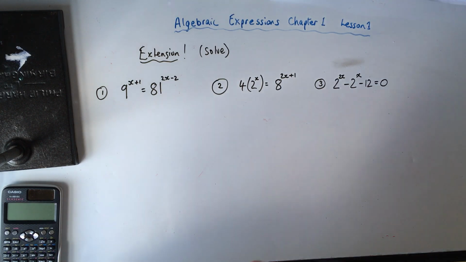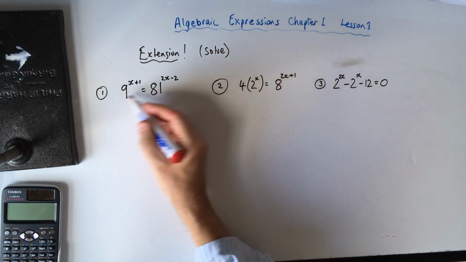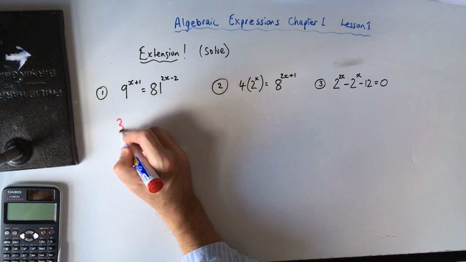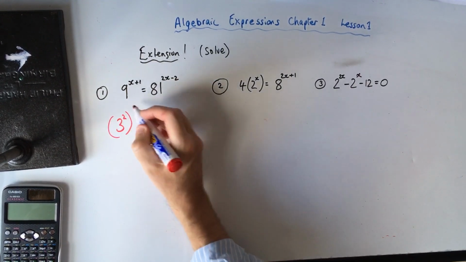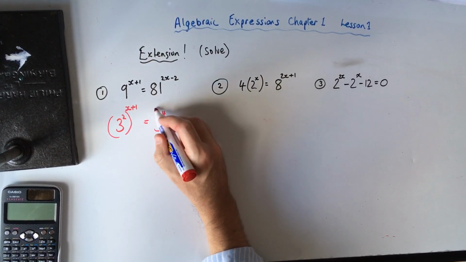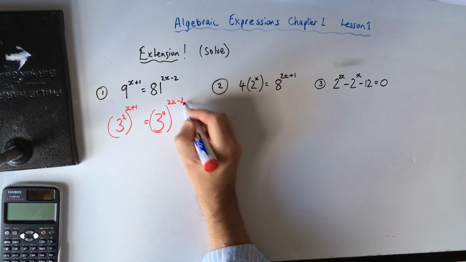Right, you're coming back from pause. Now I know what will have happened here. You will have spotted that these are in the power series of 3, so you would have gone 3 squared for your 9 to x plus 1, and 3 to the power of 4 to 2x minus 2.